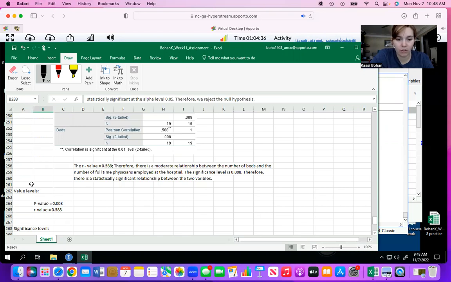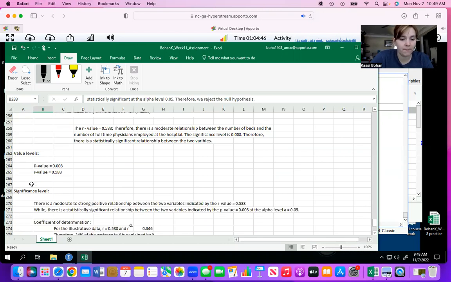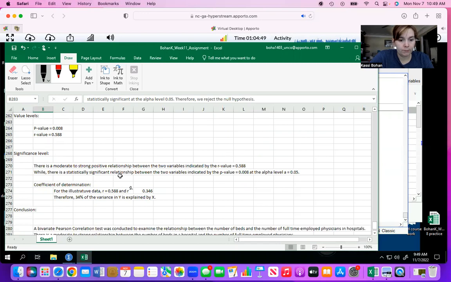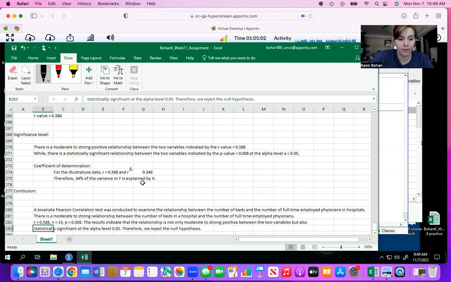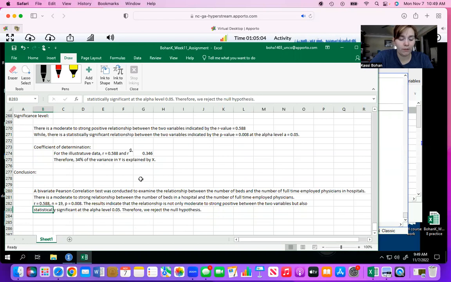It is a moderate relationship between the number of beds and the number of full-time employees. The significance level is statistically significant at the alpha 0.05. Once again, it is a moderate to strong positive relationship between the two variables, and because of the significance level, it is a statistically significant relationship. Our coefficient of determination, which I calculated, gave us 34% variance.